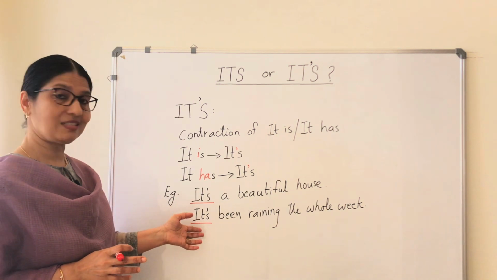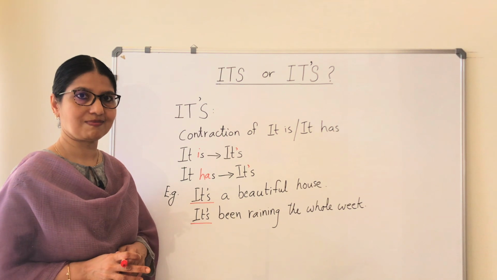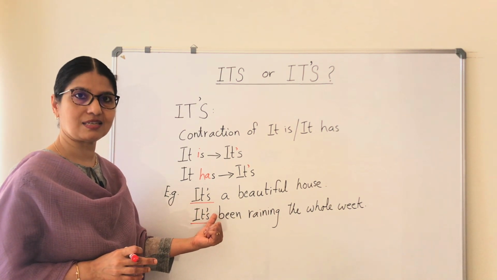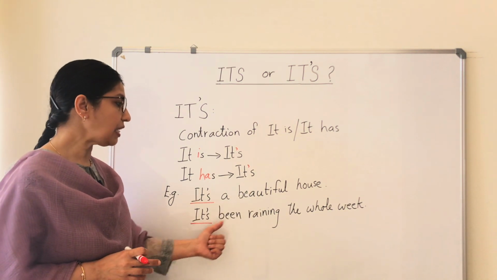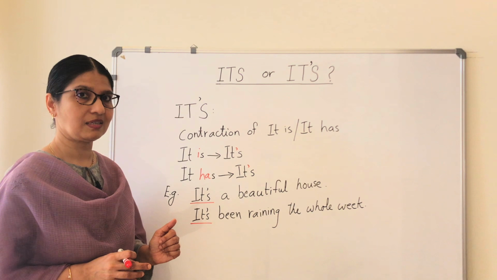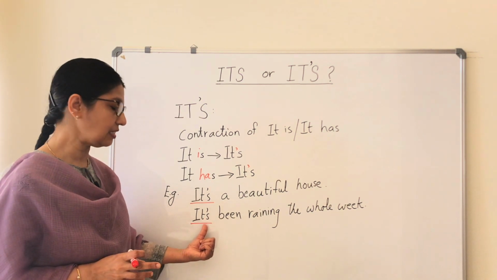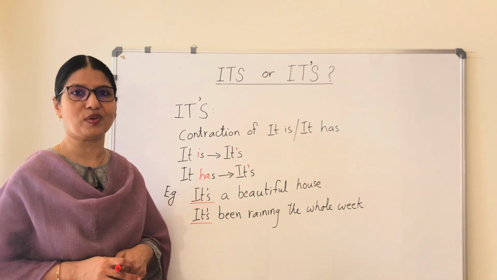Here I have two sentences for you as examples. It's a beautiful house. What do I mean by it's here? It means it is. It is a beautiful house. Here again, it's been raining the whole week. You can see the word been, so it's clear that it's not it is, it has. It has been raining the whole week.